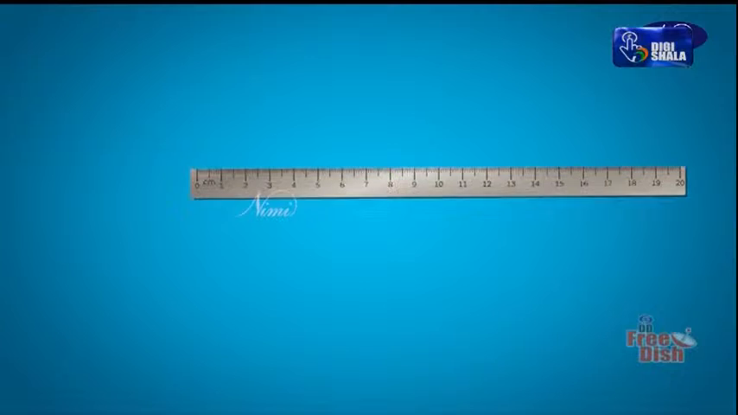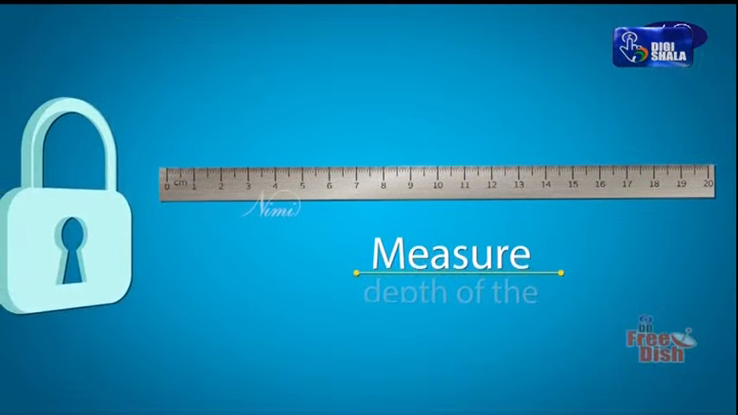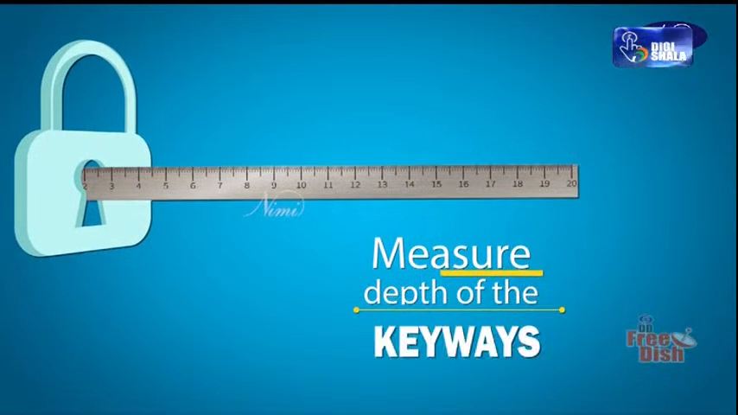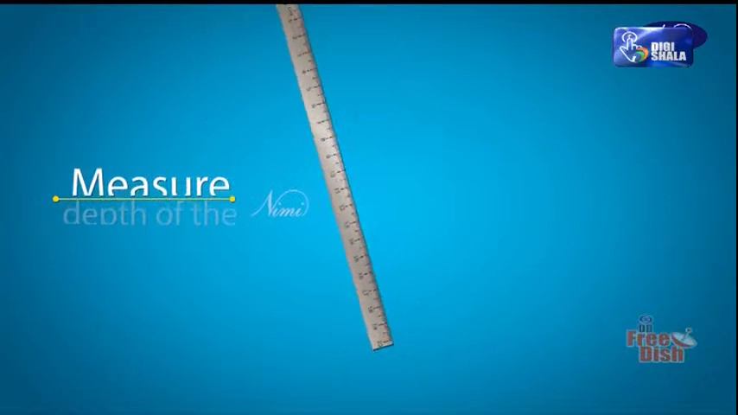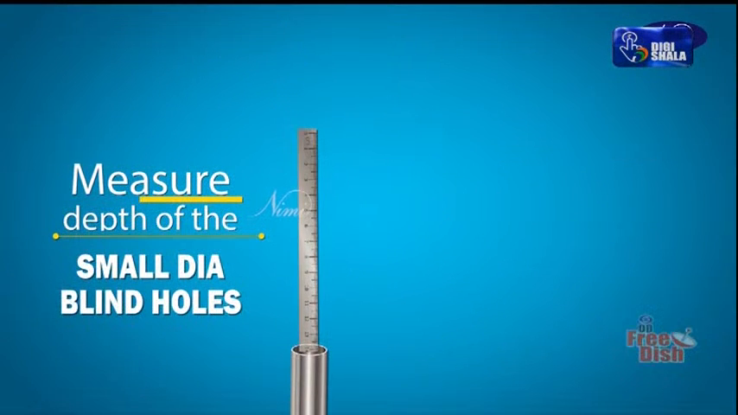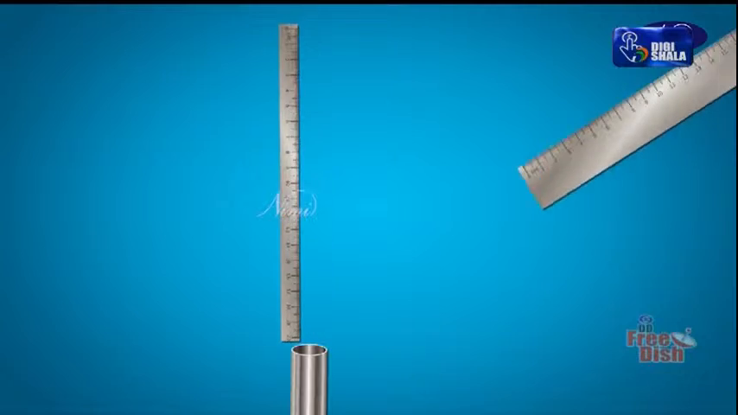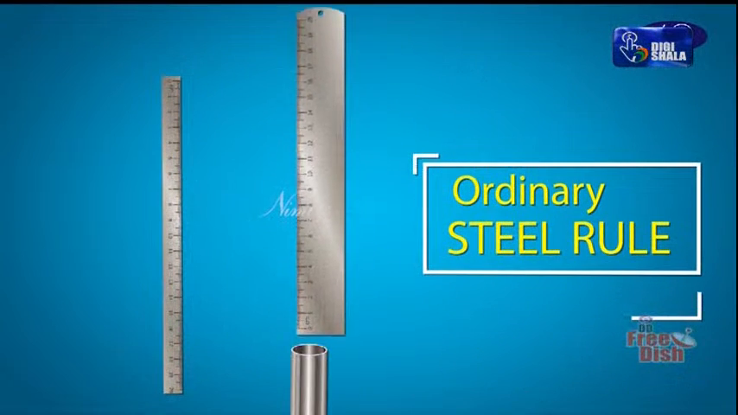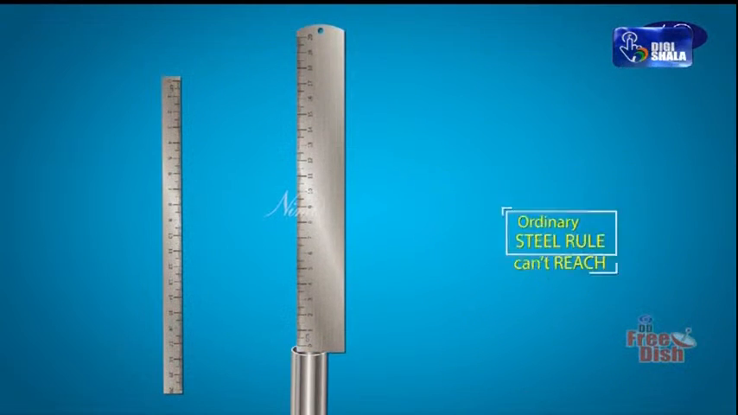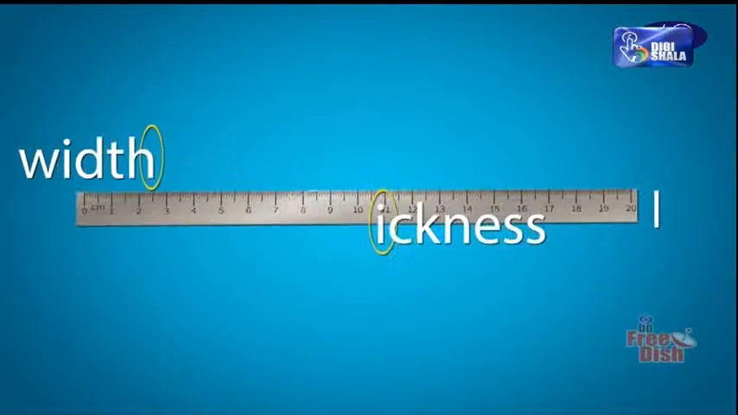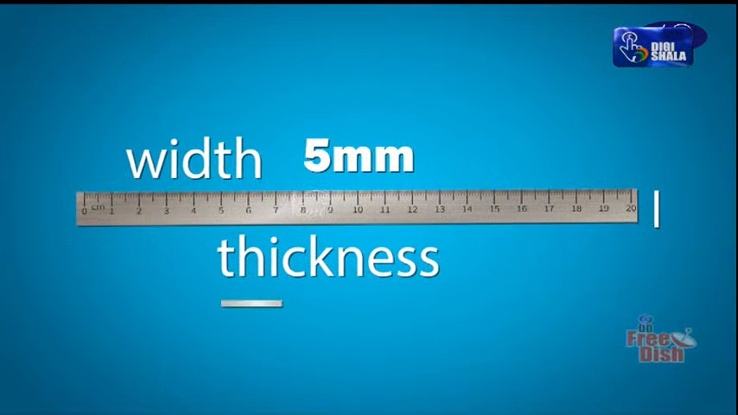Narrow steel rule is used to measure the depth of keyways and depth of small diameter blind holes of jobs where the ordinary steel rule cannot reach. Its width is approximately 5 mm and thickness is 2 mm.